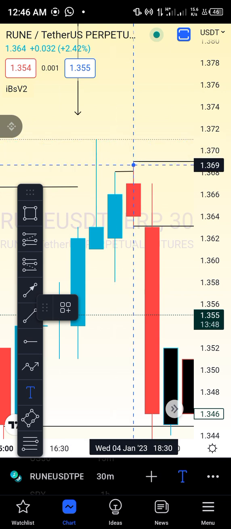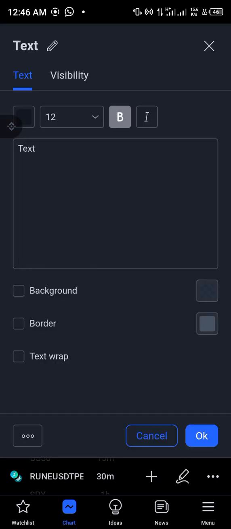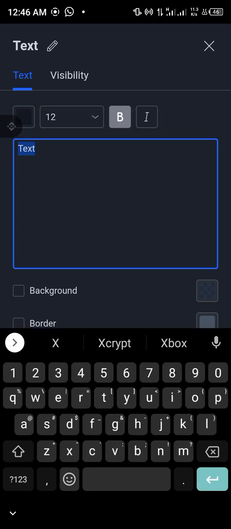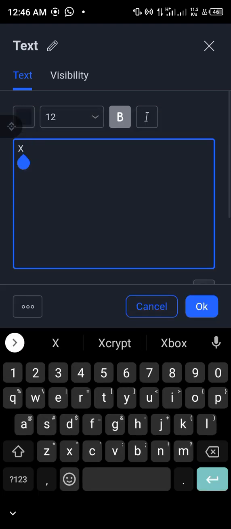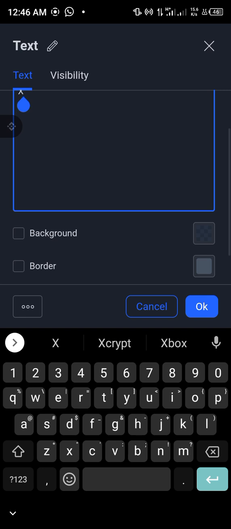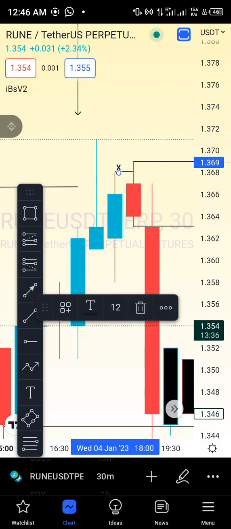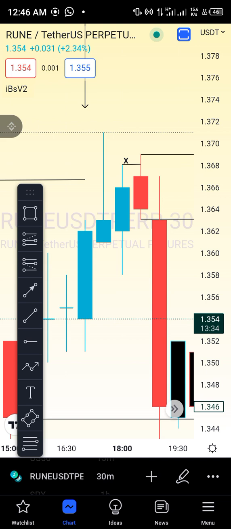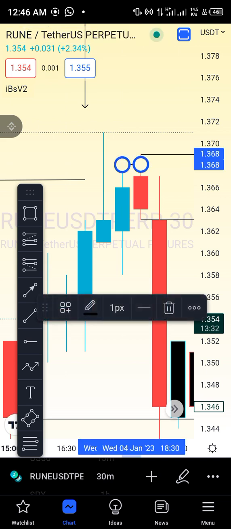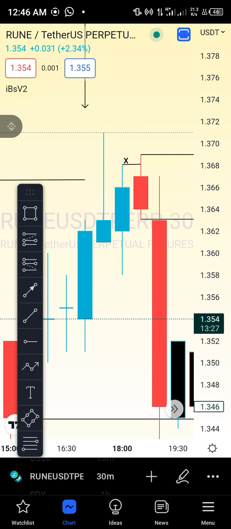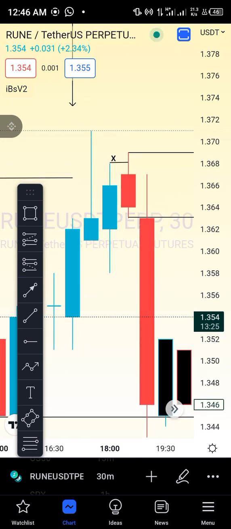I'm going to mark here with X now. This is our X. Yeah, so we have our inducement there. Let me move this around. Okay, let me just leave it there. So we have X there as our inducement.